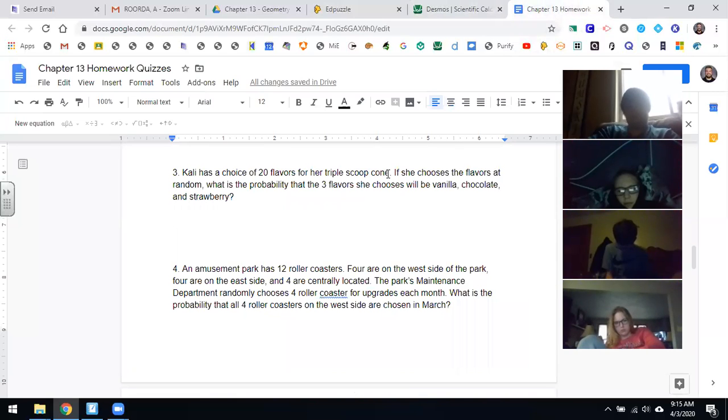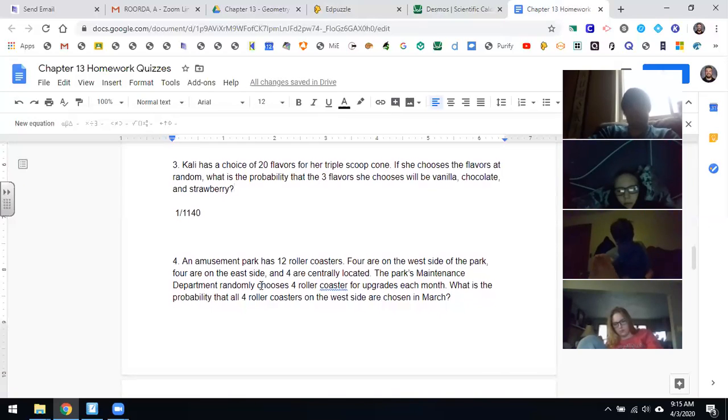And so we're going to say the probability would be 1 divided by 1,140. That's going to be a small percentage, but that's just because we have so many flavors, right? We have 20 different flavors. If it was a smaller number, the number on the bottom would be smaller too, okay?